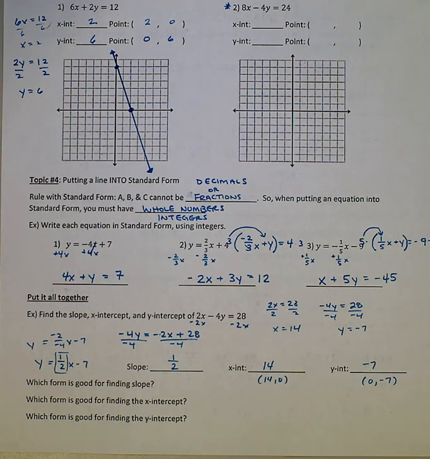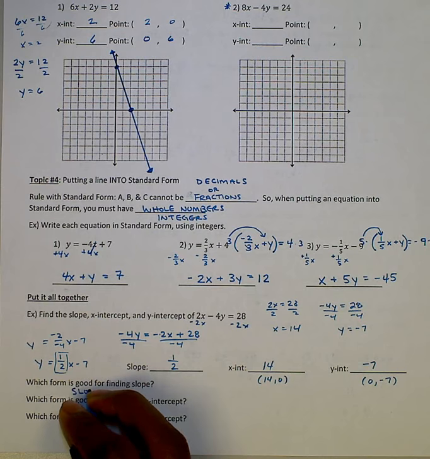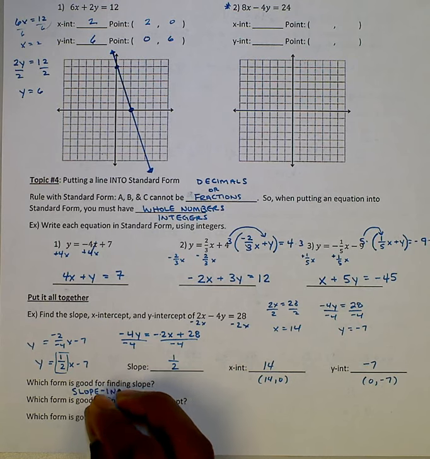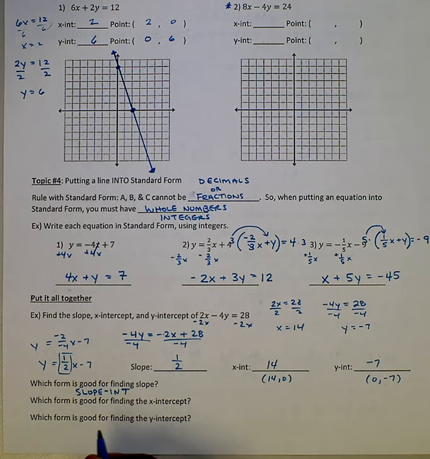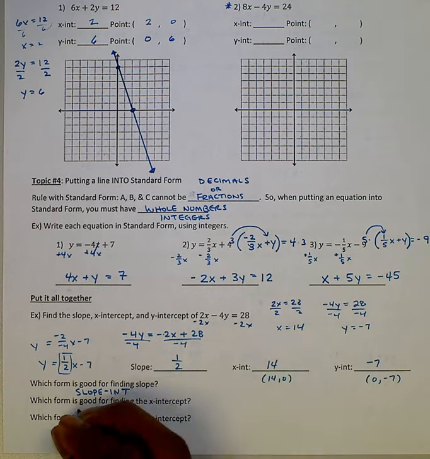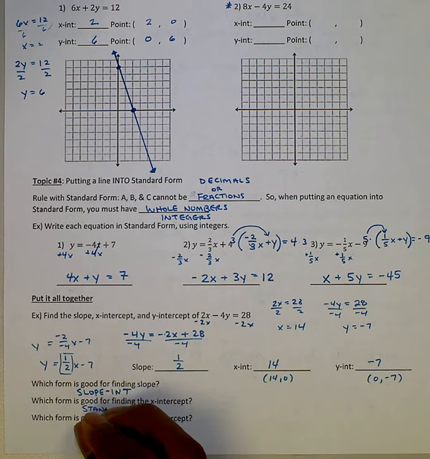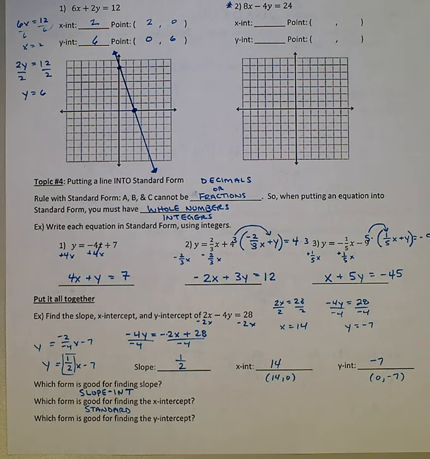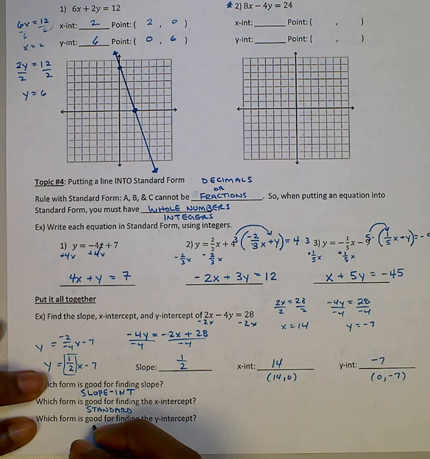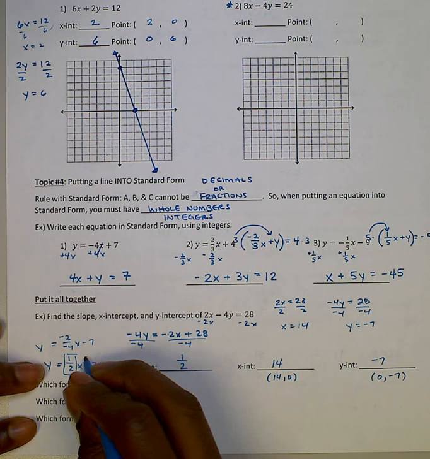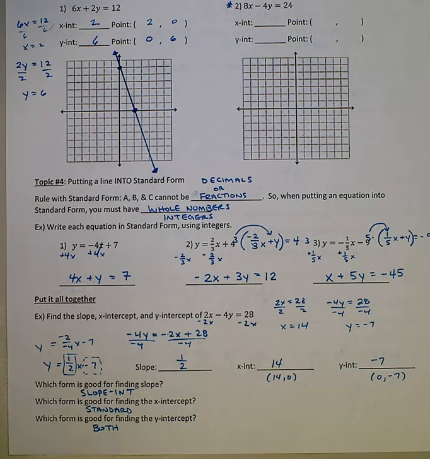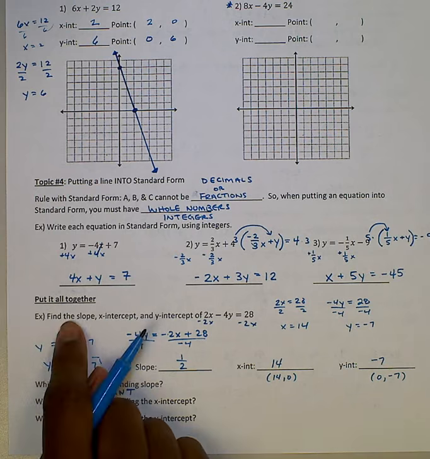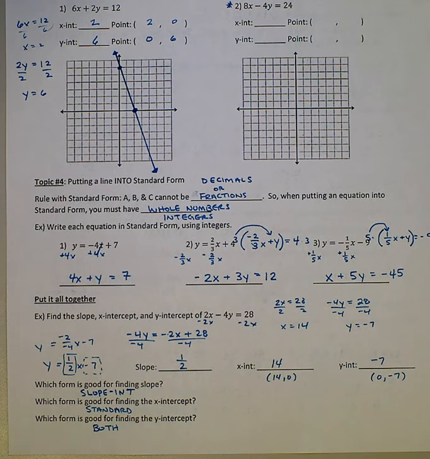Okay. What form is good for finding slope? Well, we just had to move it into slope-intercept form. Slope-intercept form is the best for finding slope. Thus, slope is in its name. Which form is good for finding the x-intercept? Standard. Standard form is probably way better than slope-intercept form to find it because it's just set up for it. Which form is good for finding the y-intercept? And actually, for this, both work equally well. Remember in slope-intercept form, our y-intercept is already given to us. It's written inside the form. And in standard form, finding the y-intercept is just as easy as finding the x-intercept.